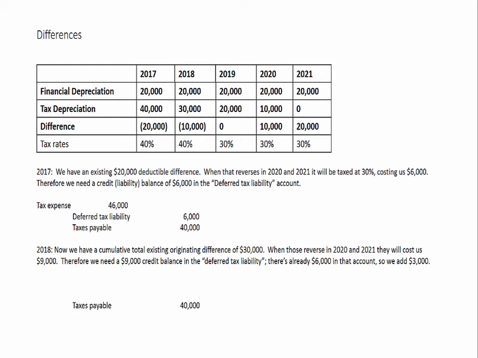So again, step 1, taxes payable, taxable income times the tax rate. Step 2, record the changes in our deferred taxes. Step 3, tax expense is a plug figure.